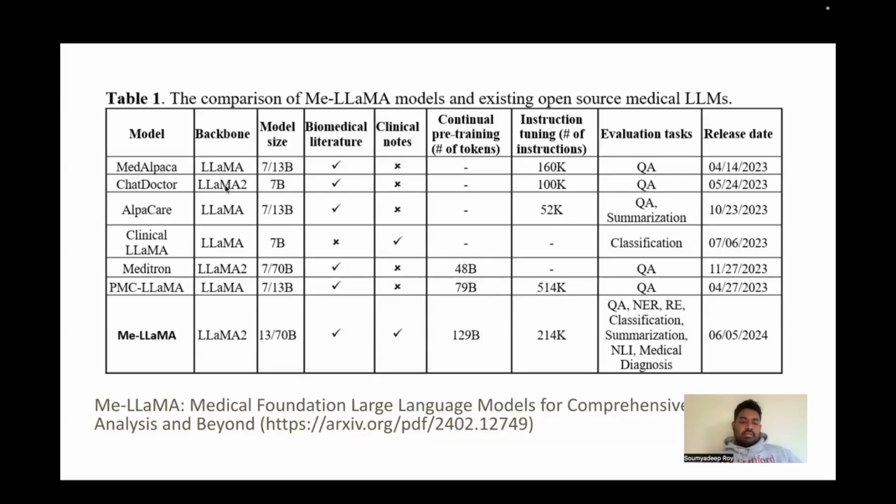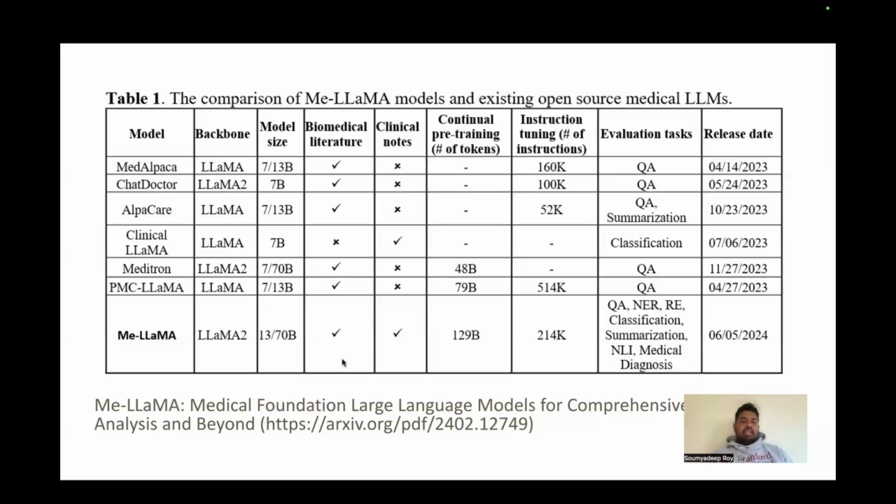I think this survey is from 2024, so they have these Llama 2 backbones. Recently it would be Llama 3.1. Then they are trained. Either they can be continually pre-trained, which you can see in the case of Meditron and PMC Llama, or they can be just instruction tuned. Most of them are trained on biomedical literature because it is easily available.